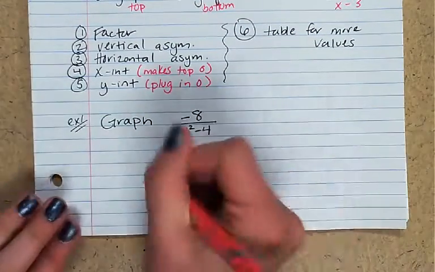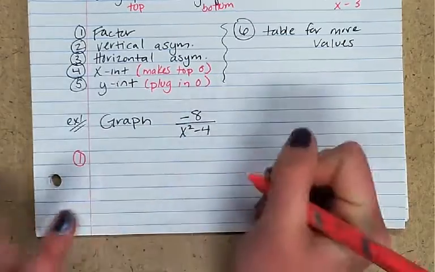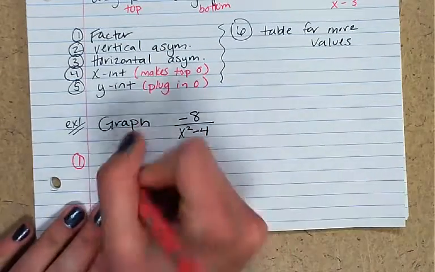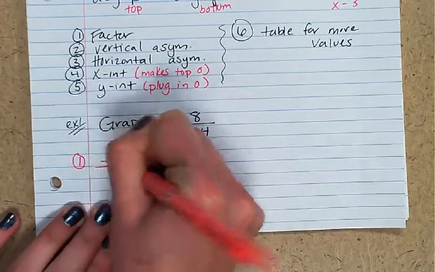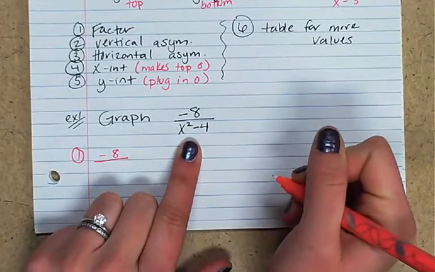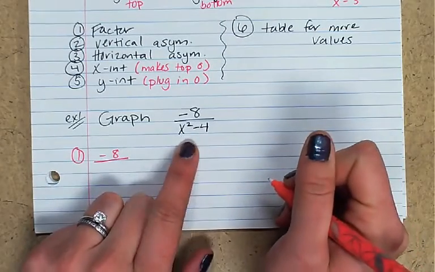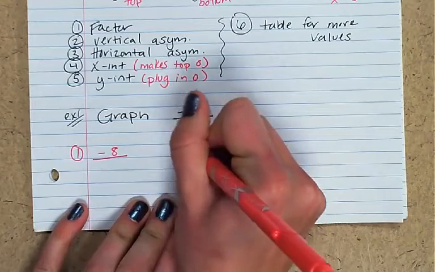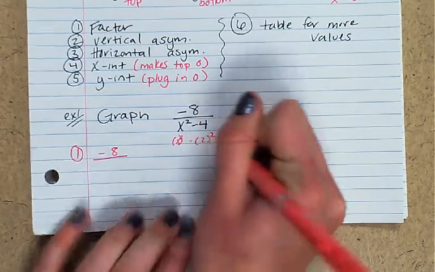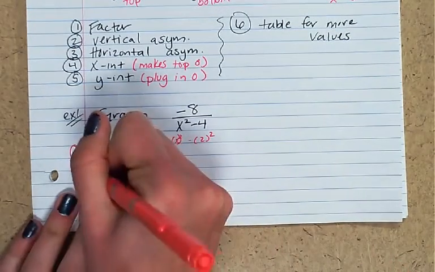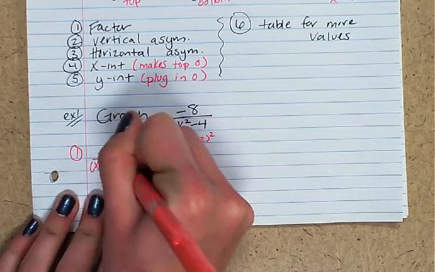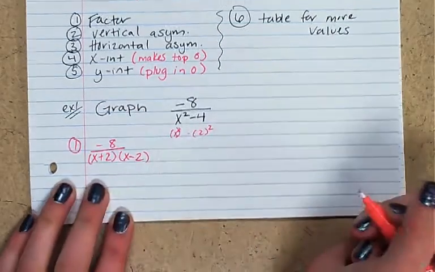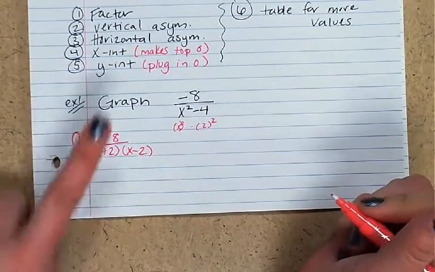So step 1, we're going to factor. Nothing we can do on the top, it's just a -8. But in the denominator, this is a difference of squares. This is x squared minus 2 squared. So the way that difference of squares always factors is x plus 2, x minus 2. Okay, so that's how that one factors.